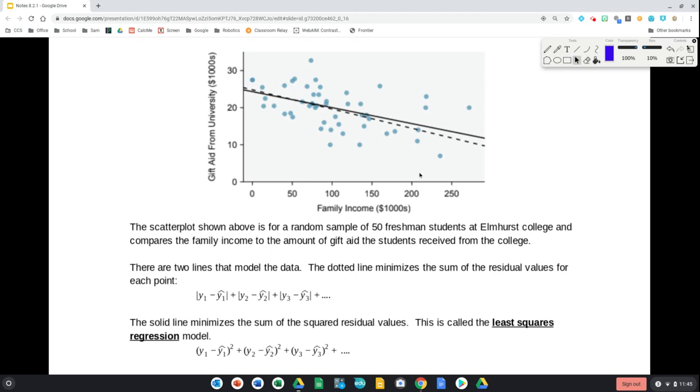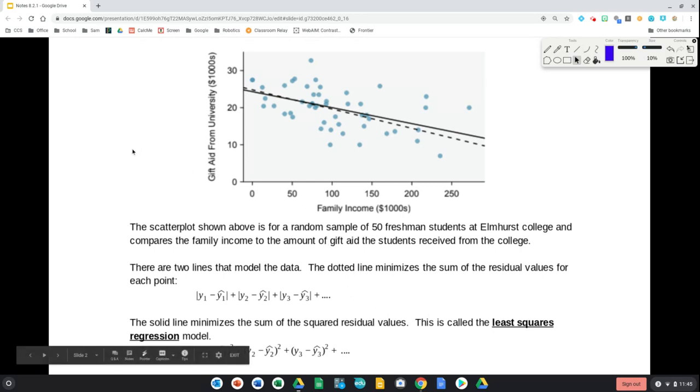The solid line represents the least squares regression model. And basically it does something very similar. It takes the residual values, but it minimizes the square of those residual values. So in other words, if the difference was 2, it's looking at the square of that, which is 4. It takes all the squares of these values and then minimizes all those values put together.